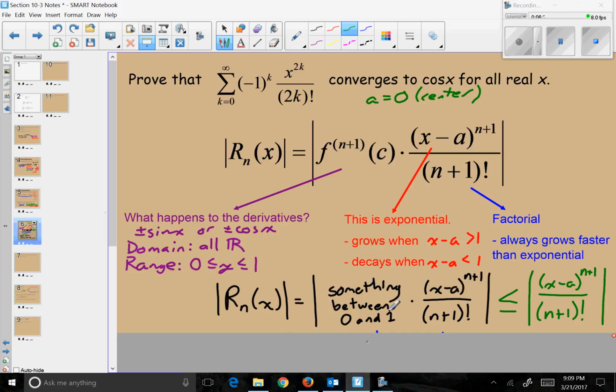Well, if I'm choosing the biggest, and again, I want the biggest that the n plus first derivative could be, I would say if it's between 0 and 1, the biggest it could be is 1. So I know that the absolute value of my remainder has to be less than or equal to 1, the biggest my n plus first derivative could be, times the x minus a to the n plus 1 over n plus 1 factorial. So if this goes towards 0 as n goes to infinity, then my remainder is going to 0, which means that this series will converge to cosine of x.